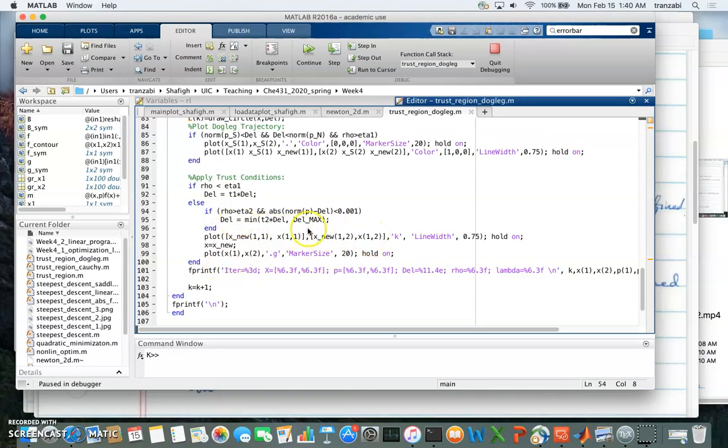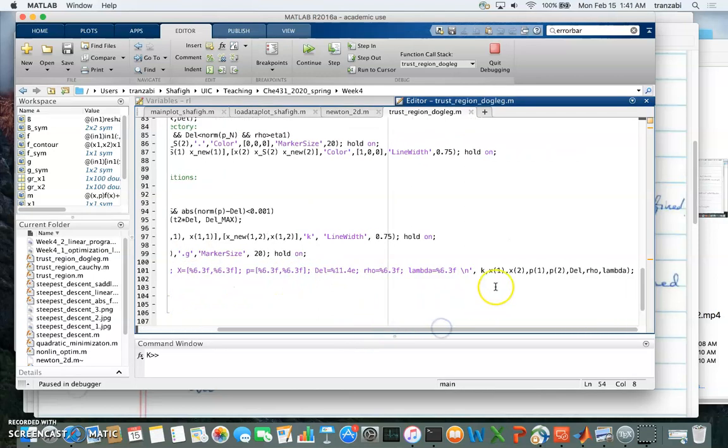This is just to plot the current solution. And this is to plot the next solution. This is to plot the current solution. And this is just a print command to look at the iteration number, the solution, the direction, the delta if it has changed, the ratio of the change in the function and the Taylor series version, and lambda. So I'm going to print out all of them as a table here.